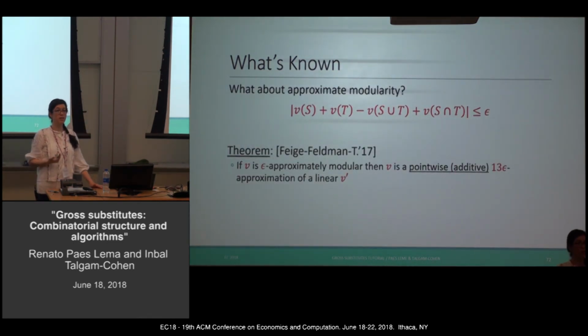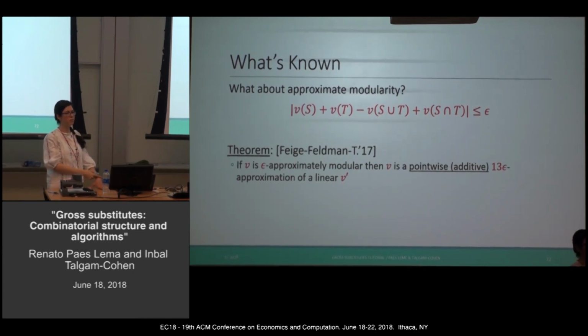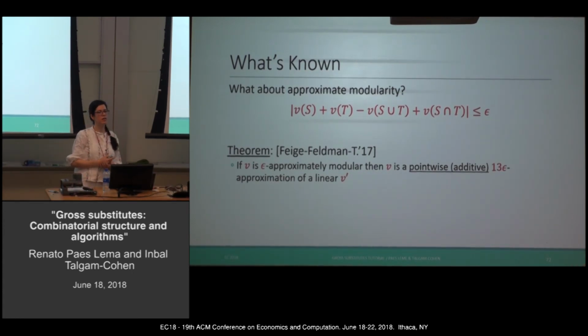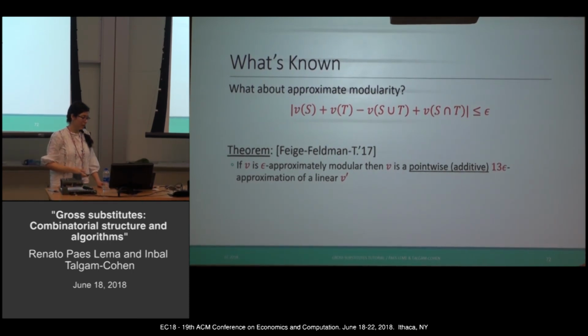So what about approximate modularity? Maybe we can do more here. So it turns out actually that V is epsilon approximately modular only if it's pointwise, in the additive sense, a constant times epsilon approximation of a linear valuation. So that means that because we have the impossibility results for something that is pointwise close to a linear valuation, and these two things turn out to be equivalent, then approximate modularity is not helping us either.